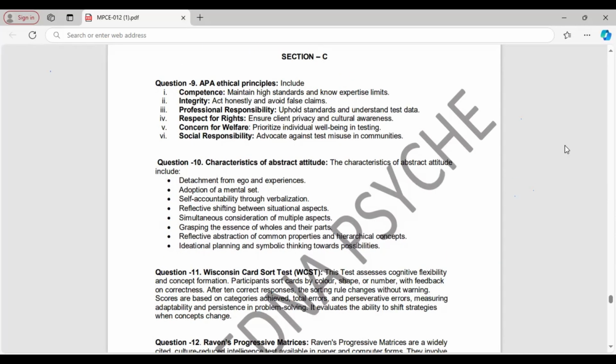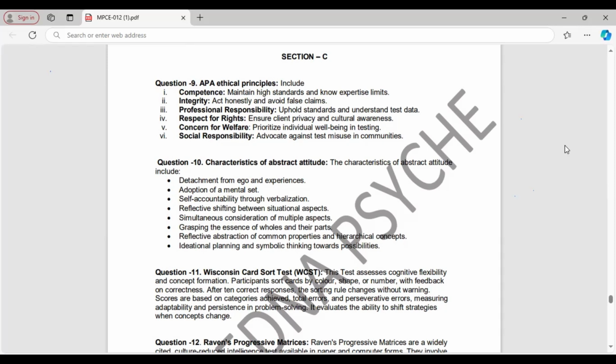Section C, Question 9, APA ethical principles. These include competence, that is maintaining high standards by the counselor; integrity, that is acting honestly; professional responsibility, that is understanding standards and test data; respect for rights, that is ensuring privacy and cultural sensitivity of the client; concern for client's welfare, prioritizing well-being; and social responsibility, that is advocating against the misuse of the test.